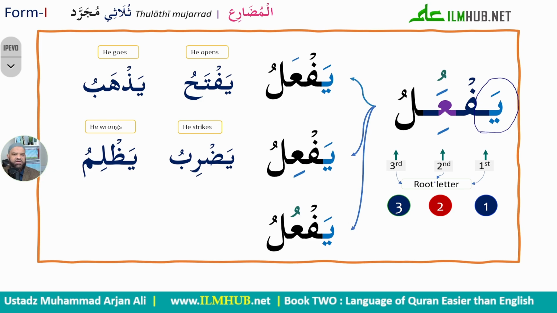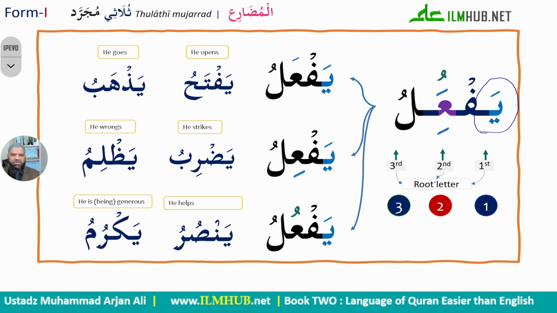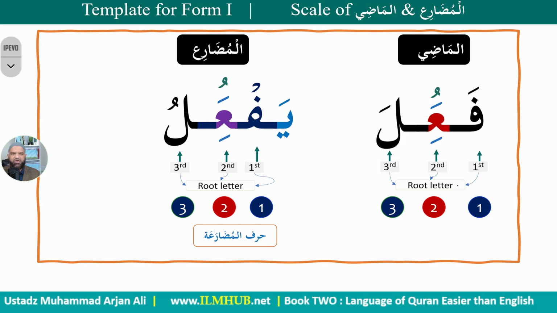Yadhlimu, he wrongs. And then we have yaf'ulu, we could have yansuru, and then we have yakrumu. So these are the scales. The variation again being the second root letter, either taking a fatha, damma, or kasra. Now when we look at them side by side, we have the madi and we have the mudari, and of course you've got the sign of it being a present tense verb by the ya in the front. Depending on the conjugation, it could be ta, hamza, or noon.